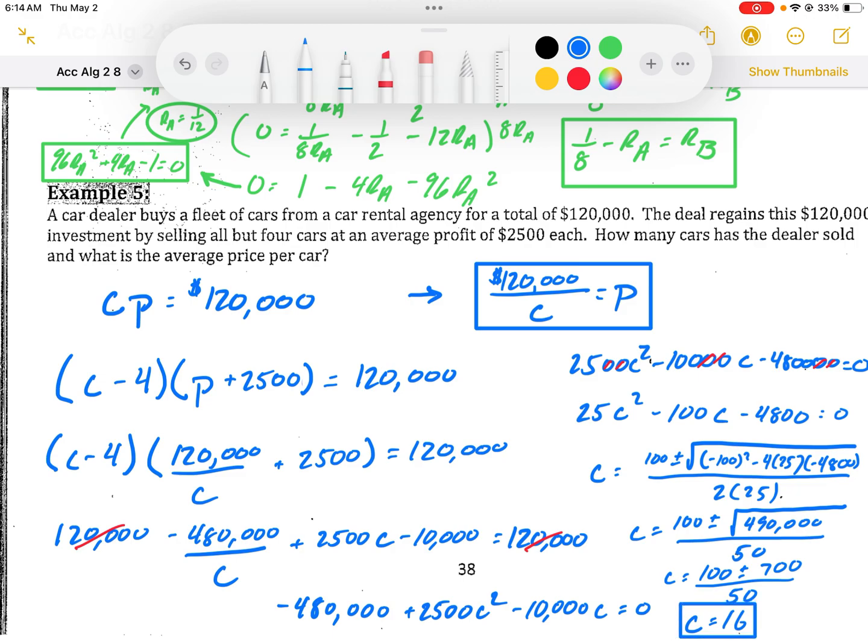So how many cars has the dealer sold? Well, remember, 16 is how many they bought at the beginning. So that's how much they bought. So how many cars did the dealer sell? That means he sold all but 4, so he sold 12.